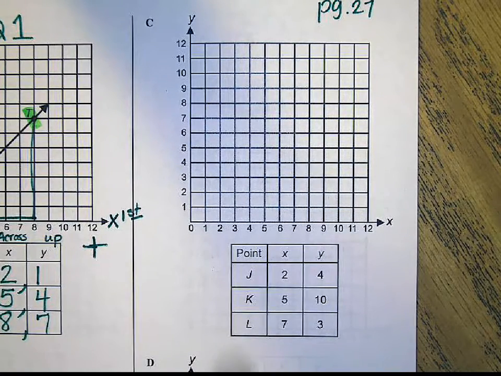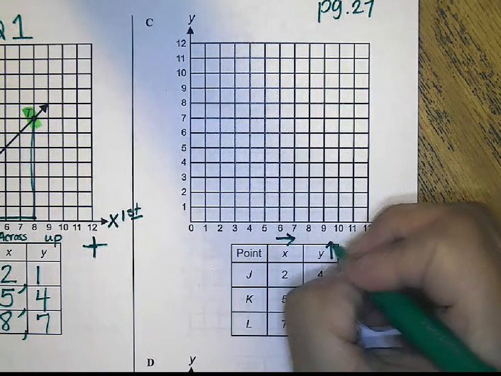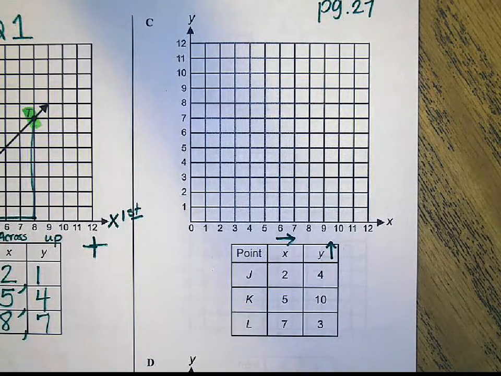Okay. Go ahead and work on C and D alone, and then you will compare yours to mine. Keep in mind though, your data table is completely filled out here. What they are asking you to do is take your data and fill it in up at the top. So remember, your x is across, your y is up.